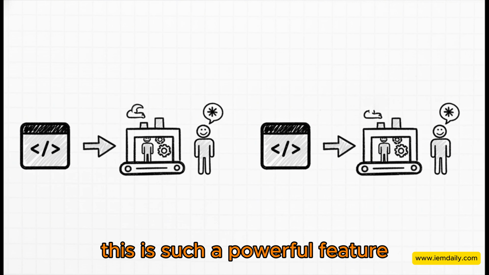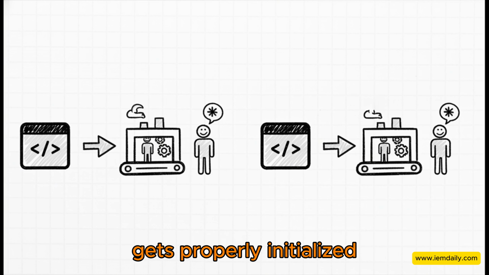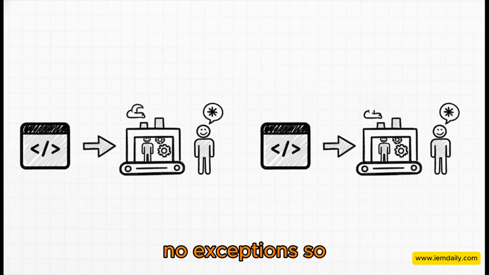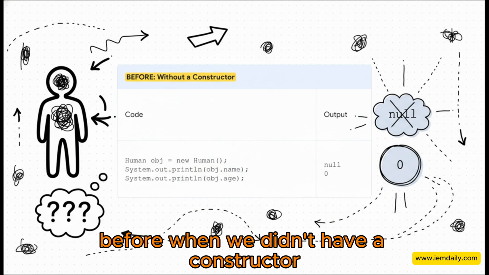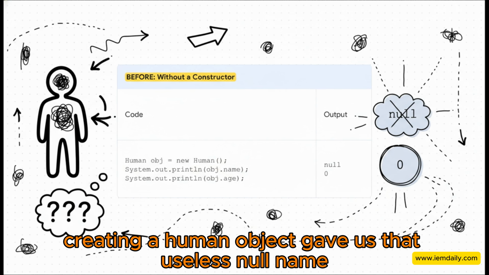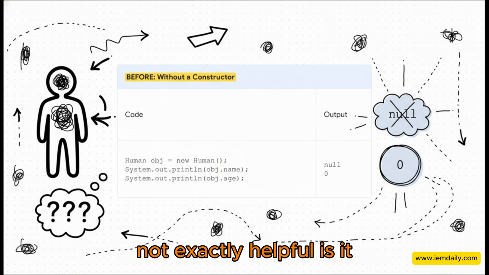This is such a powerful feature because it guarantees that every single object gets properly initialized before you can ever use it. No exceptions. So let's quickly remind ourselves what it looked like before. When we didn't have a constructor, creating a human object gave us that useless null name and a meaningless age of 0. Not exactly helpful, is it?